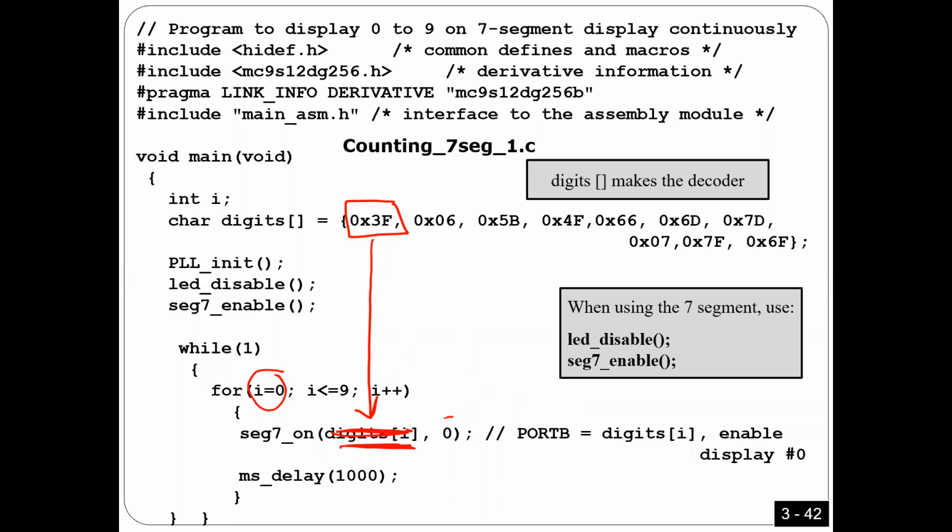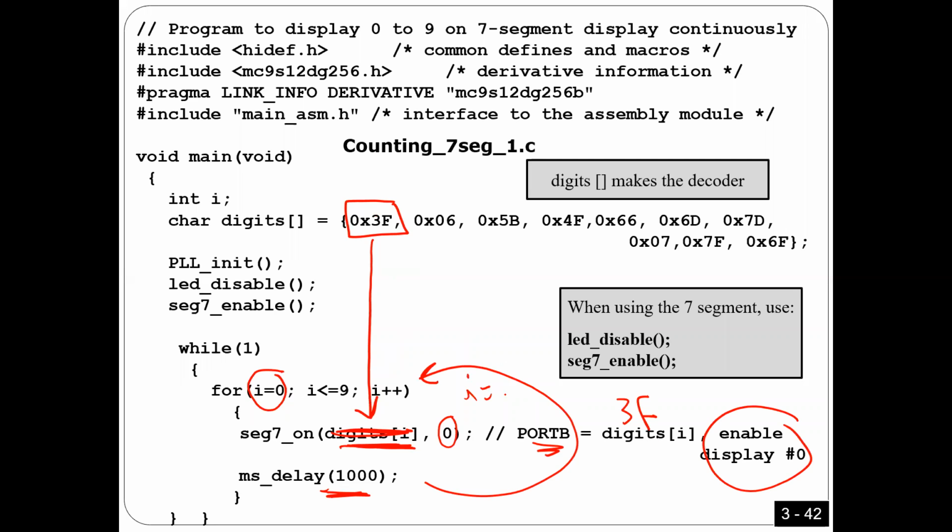Okay, and 0. So what this function is going to do is set port B equal to 3F, and it's going to enable display 0. Okay, guys, and then I'm going to wait 1 second, and then I'm going to come back here. But next time, I equal 1, not 0. So I'm going to take this one here. Next time I'm here.